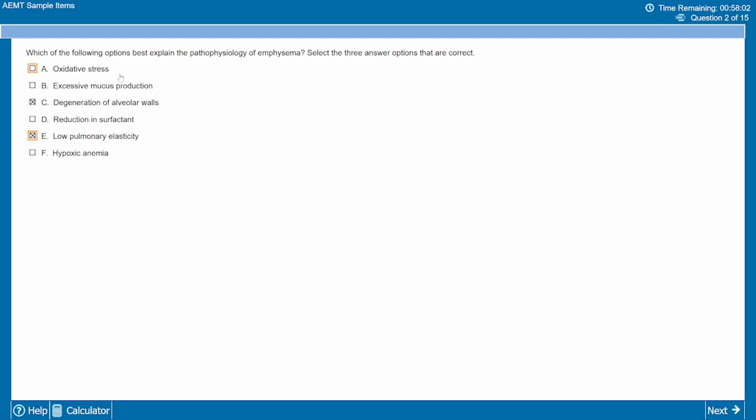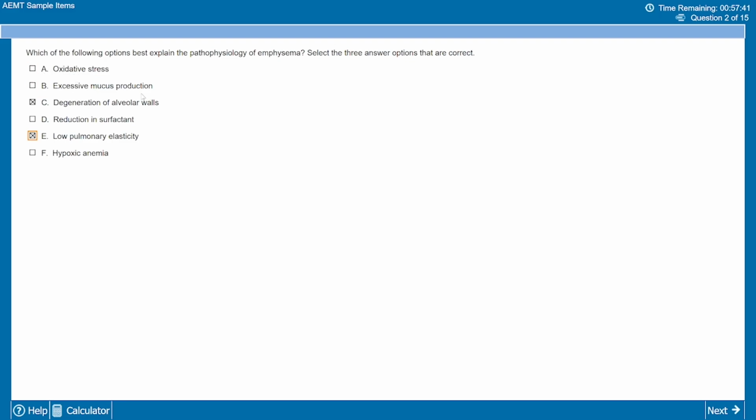So by looking at these answer choices, I see that one of them is oxidative stress. I think that's a cheap answer choice. I could see how possibly that's right. I could also see how possibly that's wrong. So in my head, I'm going to put a little squiggly line, or if I have a piece of paper, I'm going to put maybe a question mark, and I'm going to move on from there.